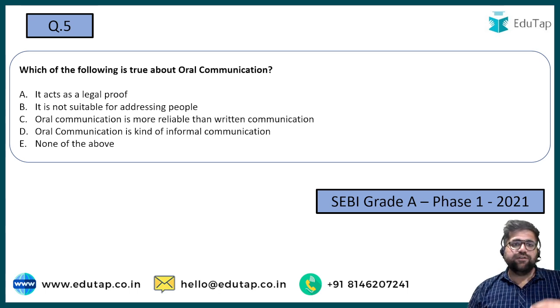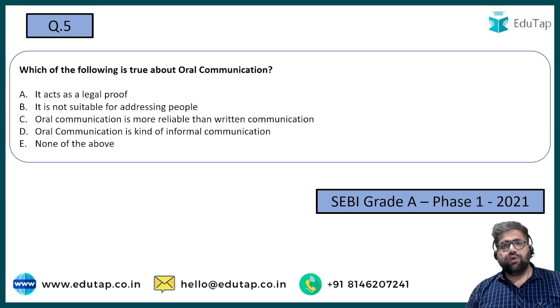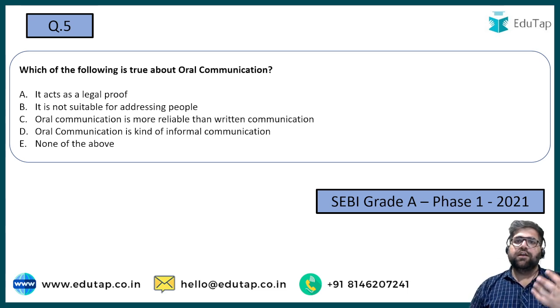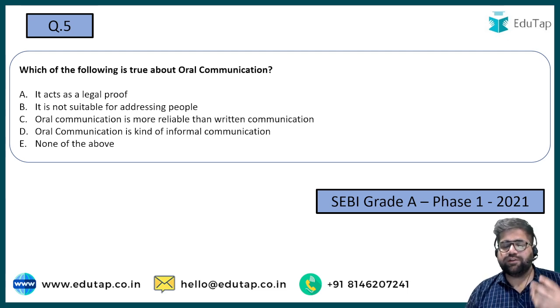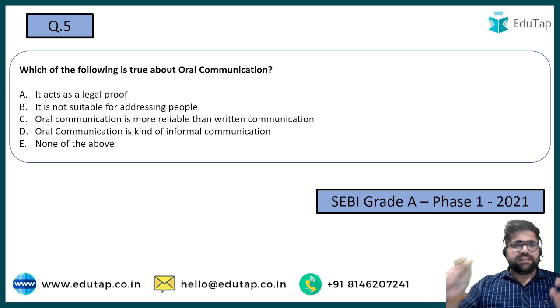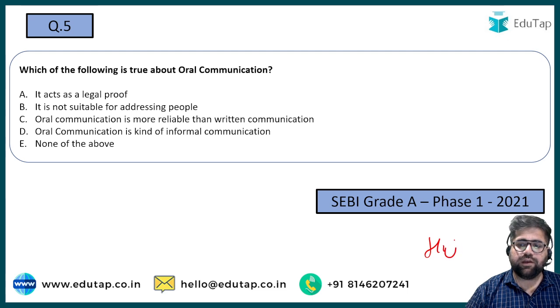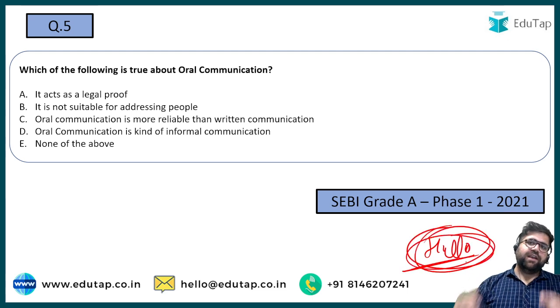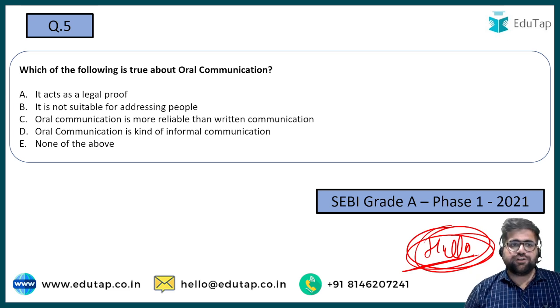Question number 5. Which of the following is true regarding oral communication? Again from the communication chapter, oral communication is a type of communication technique wherein you communicate via words, like the same thing which is happening between us. You are listening to my words, and this is what oral communication is. Once I use any set of language, for example, I'm writing "hello", this is my written communication because I am writing something. As simple as that.